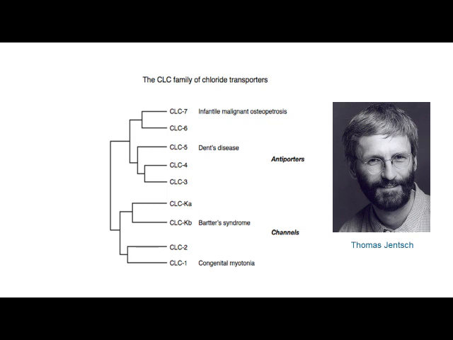Next slide shows the CLC family of chloride transporters, and we owe a great debt to Thomas Jentsch, an electrophysiologist in Hamburg, Germany, who had described the first voltage-gated chloride channel in the giant squid axon, and then by homology cloning was able to clone the major chloride channel in human muscle, CLC1, which is mutated in the most common form of myotonic dystrophy, congenital myotonia. The members of this family, as indicated on this dendrogram, in the lower portion are all chloride channels, whereas those in the upper half are antiporters, proton chloride electrogenic antiporters, and that includes CLC5, responsible for Dent disease.